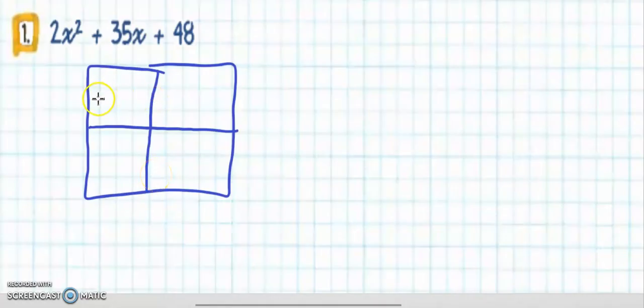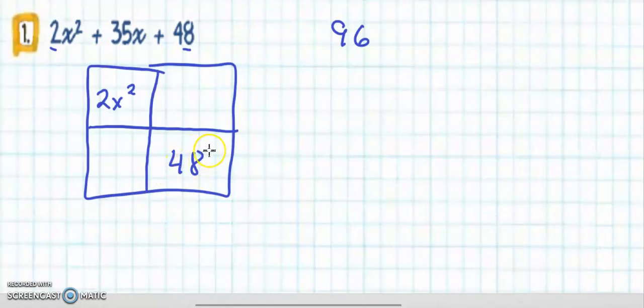And step 1 is we take our a and our c terms and we put them into the box. So 2x squared up here and a positive 48 down here. Step 1 done. Step 2, we multiply a times c. So it's a positive 2 times a positive 48. So there we get 96.